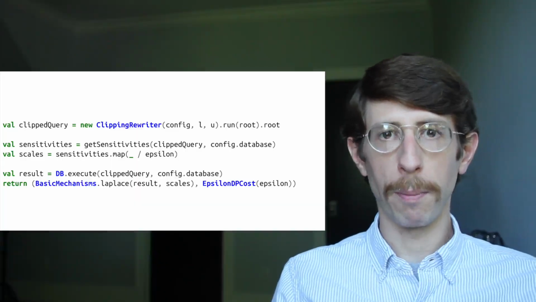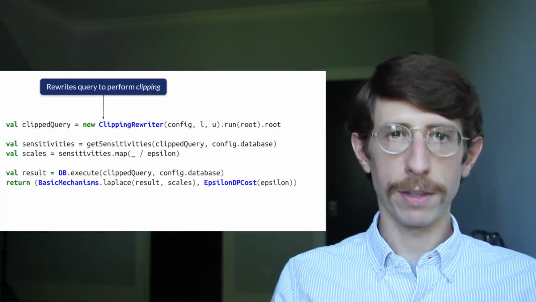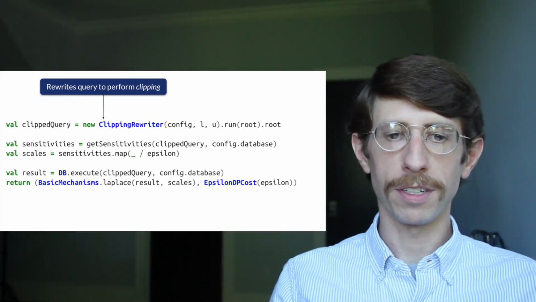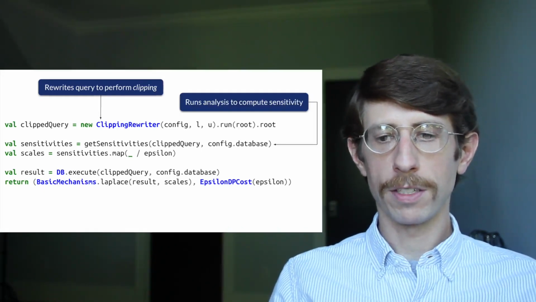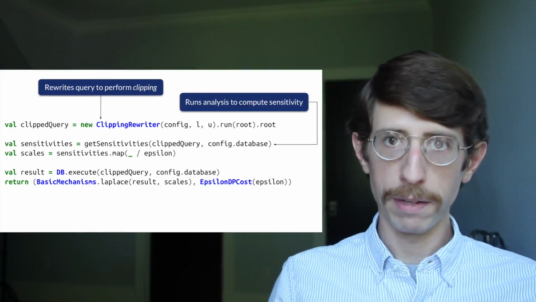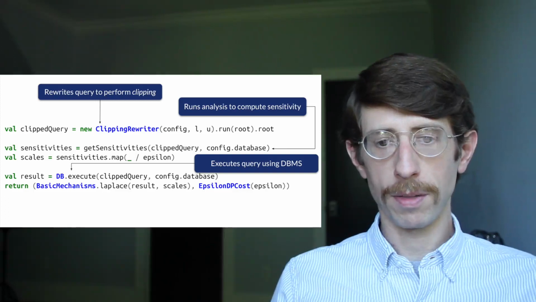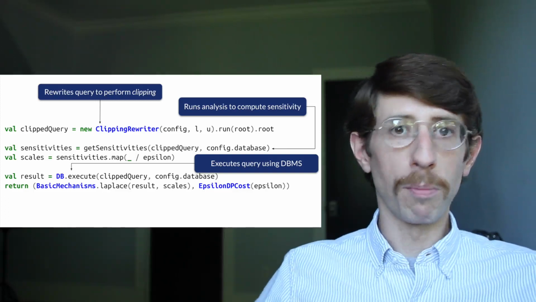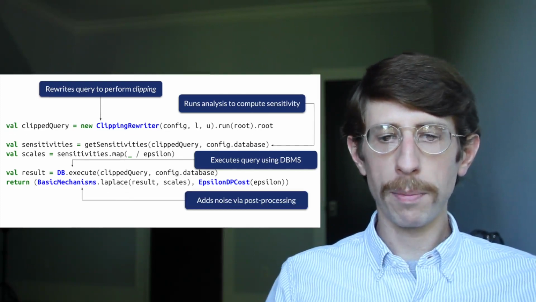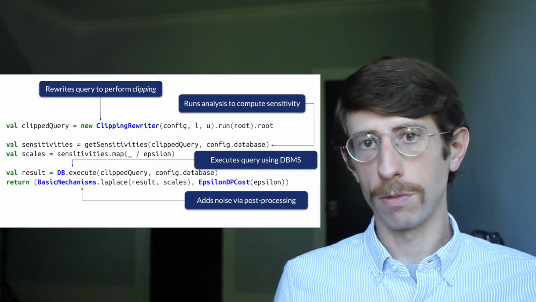So here's an example of a mechanism written in Chorus. Our first step is to rewrite the query to perform clipping, just like we did in our summation example earlier. The second step is to run an analysis that determines the sensitivity of the clipped query. The third step is to actually run the query using the database management system, and here we're running the modified query that has the clipping built into it. And then the final step is to use post-processing to add noise to the result.